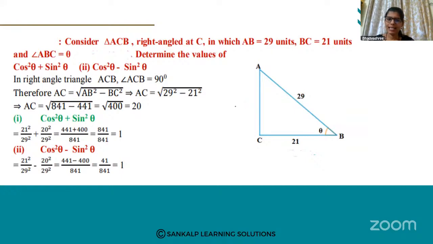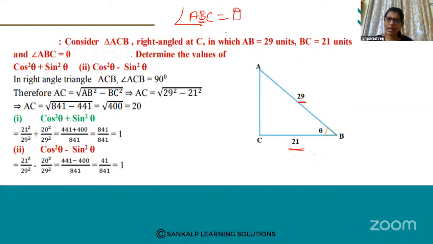Consider triangle ACB, right angle at point C, in which AB is equal to 29 units, BC is equal to 21 units, and angle ABC is theta. That means at point B, it makes an angle theta. See here, illen kottidare namge angle ABC is equal to theta means at point B, it makes an angle theta, right?